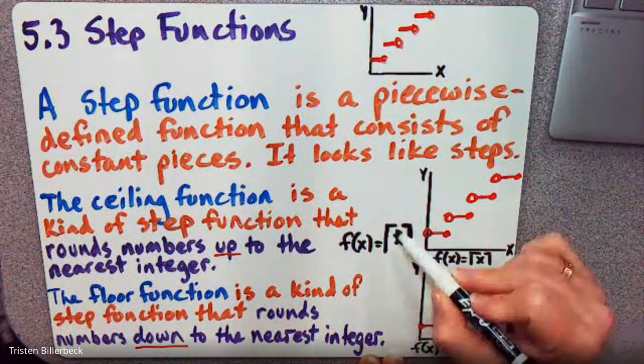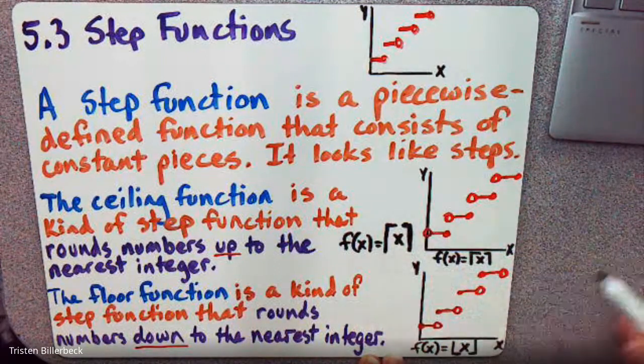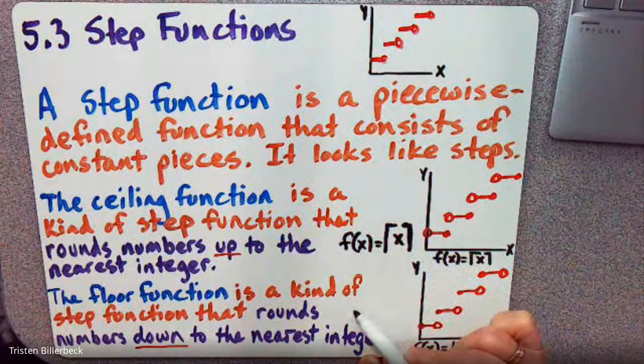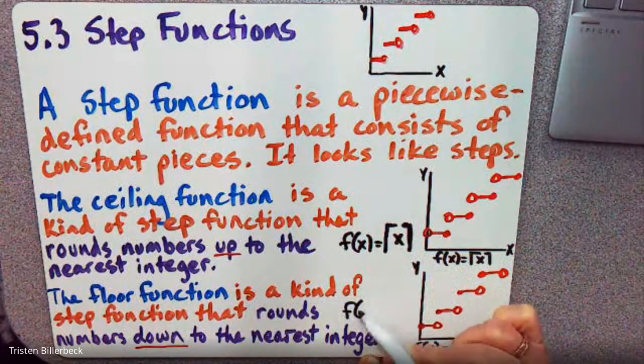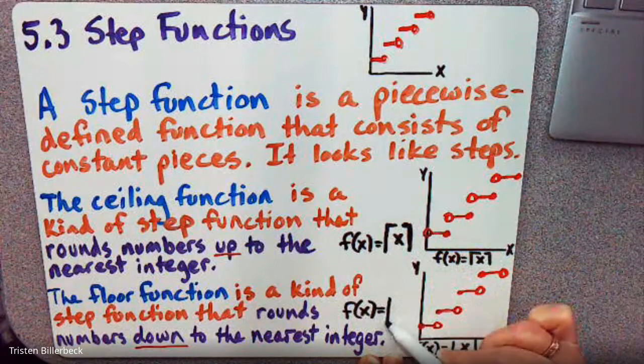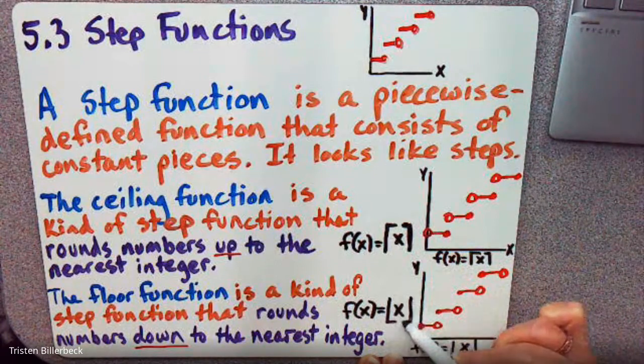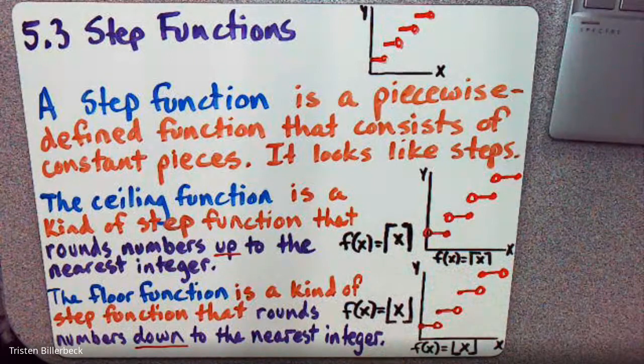Okay, so instead of the little bend being at the top, the little bend's at the bottom. So this looks like f of x equals, and now we're going to bend it down at the bottom to show it's a floor function. Okay, so we're going to examine those today.